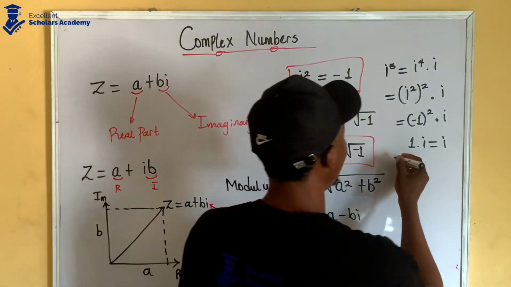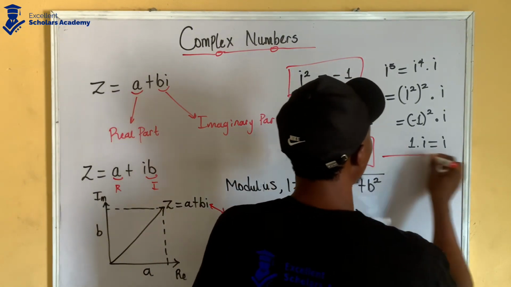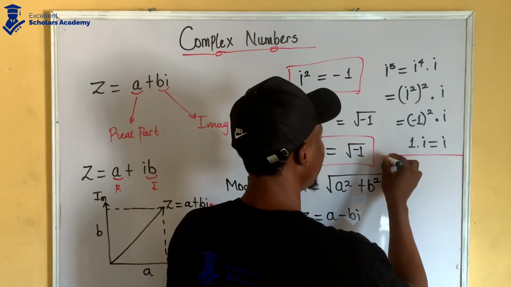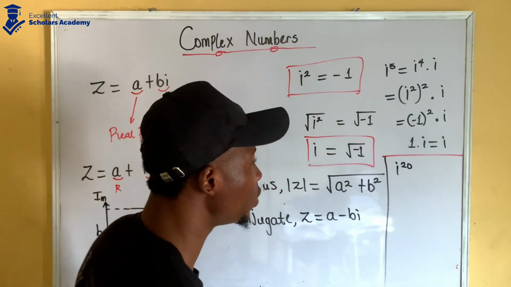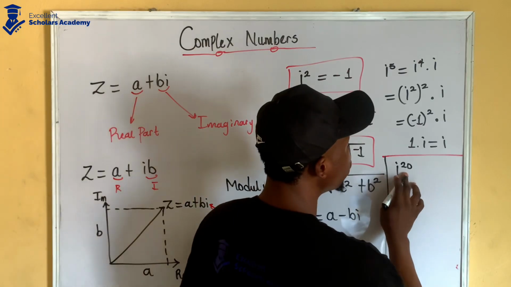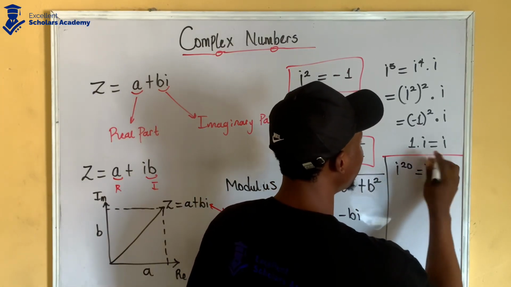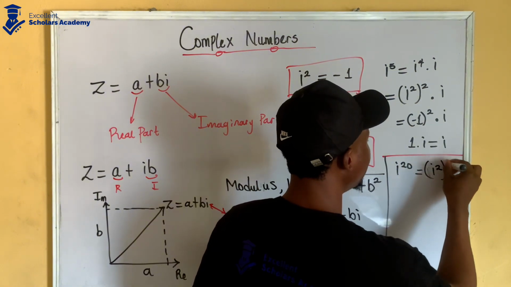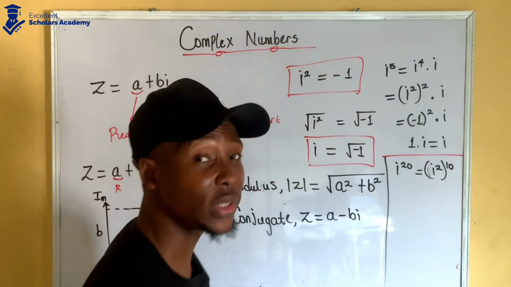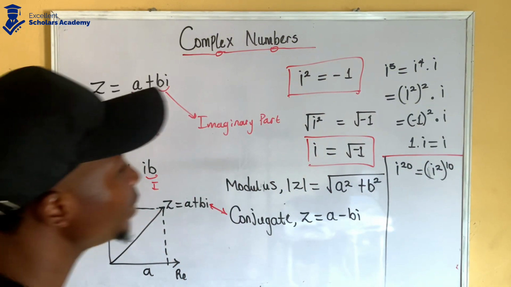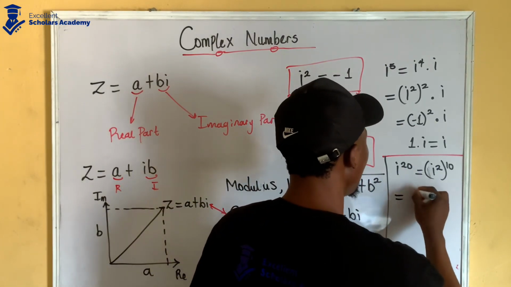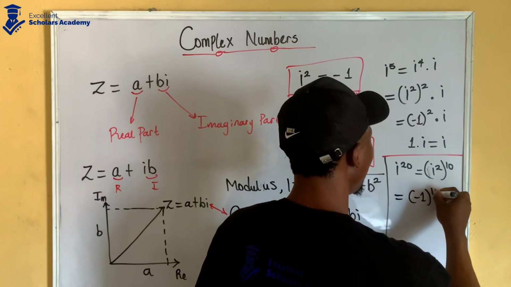So let's look at if we want to simplify i to the power of 20. Now I can also write this as i to the power of 2, all to the power of 10. 2 times 10 is 20. So we can also write it like this. Now i to the power of 2 is equal to what? Minus 1, all to the power of 10.